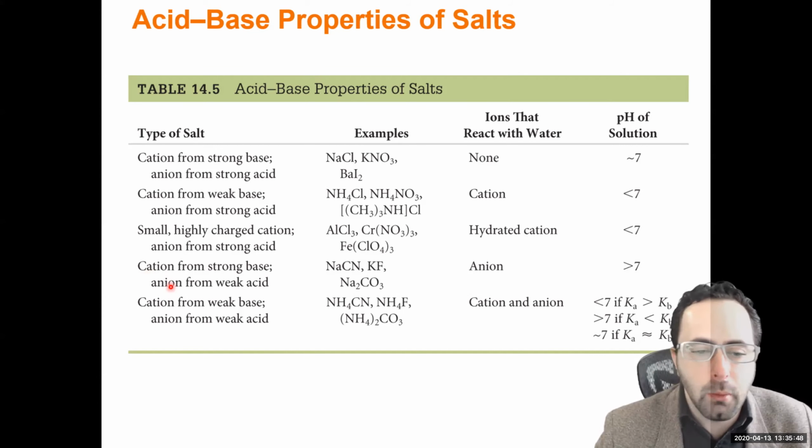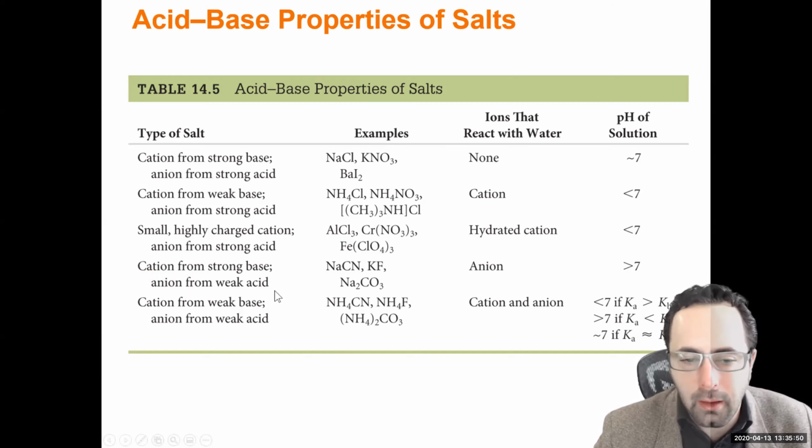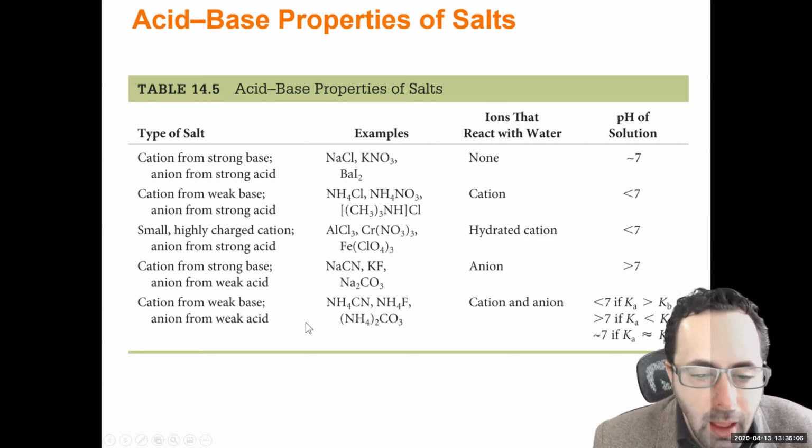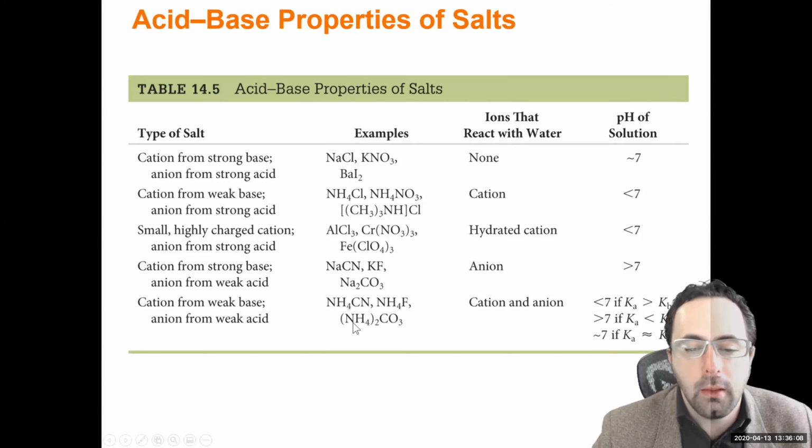And the anion from a weak acid will be basic. So the conjugate base of a weak acid is basic. The weaker the acid, the stronger the conjugate base. And if you have both, then it's difficult to know if you've got an acidic or basic solution. You'll have to figure out the Ka of the acidic ion and the Kb of the basic negative ion to figure out if the solution is acidic or basic.